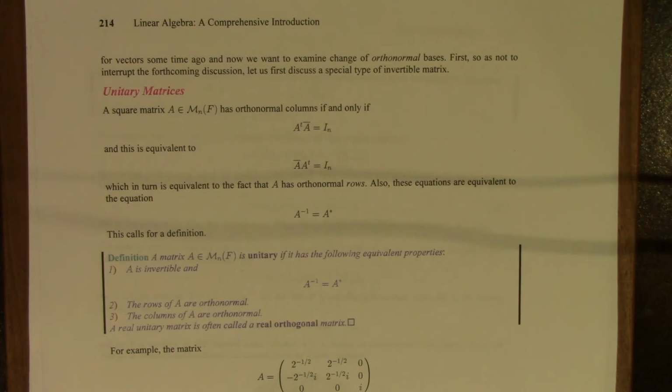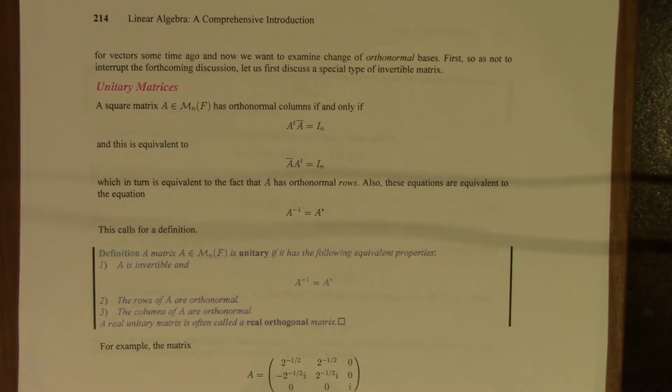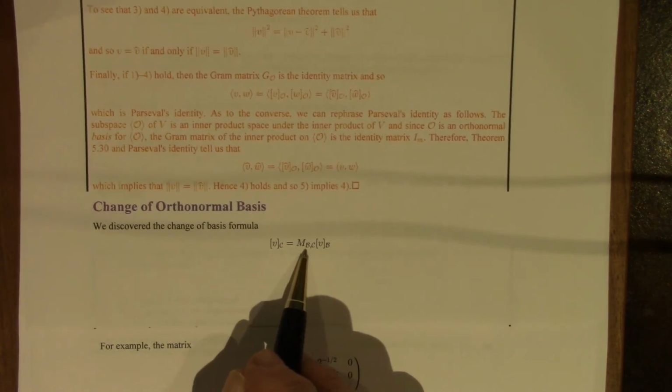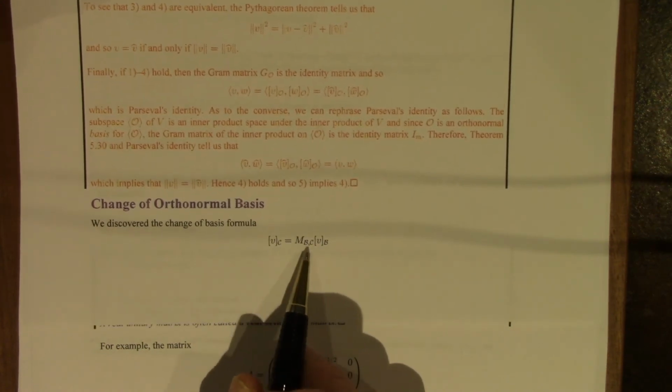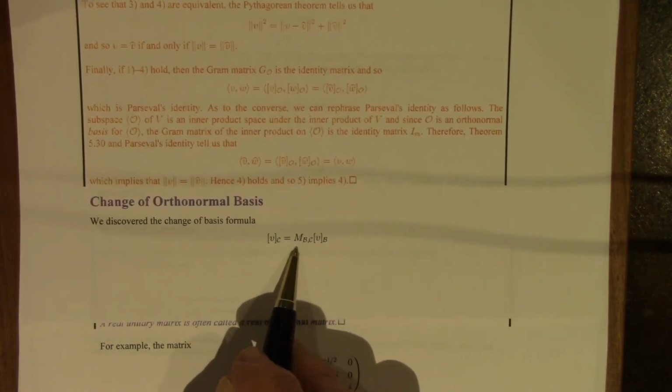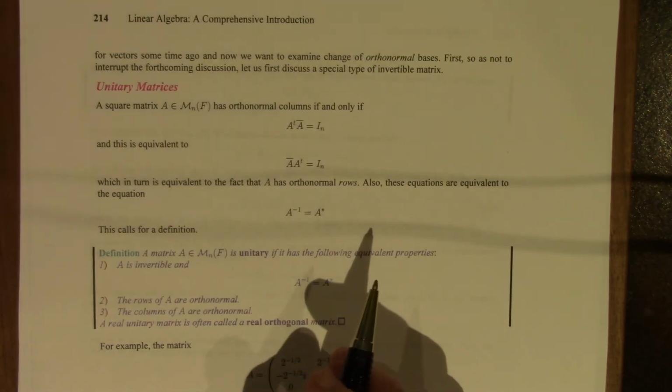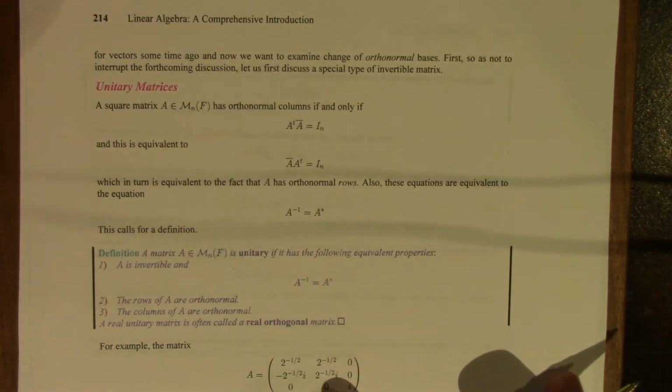But so as not to interrupt the discussion we're about to have, we're going to discuss first a special type of invertible matrix. It will end up being the matrices M_BC that do the change of orthonormal basis. So I want to take care of this now so I don't have to interrupt in the middle of our discussion.